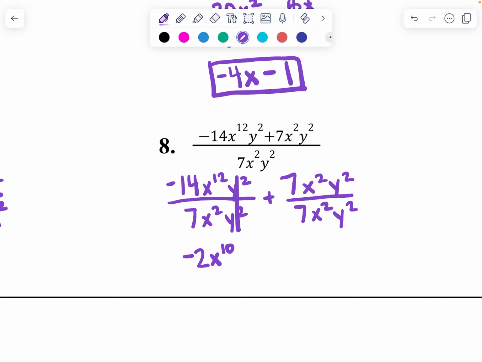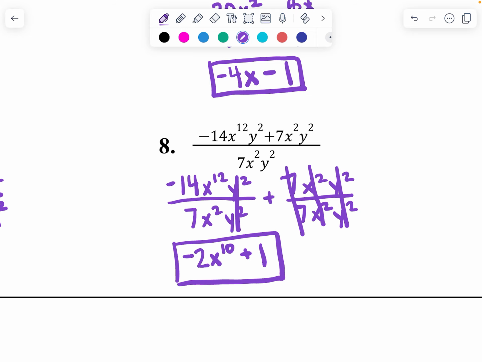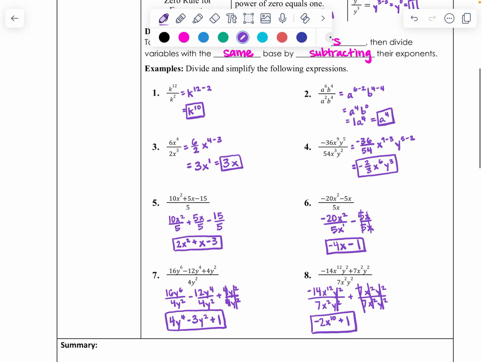Now we have 7 divided by 7, which cancels out, x squared divided by x squared, y squared divided by y squared. So again, we just write 1. So you don't need the 1 if there are other variables or coefficients in the term, but you do need to write the 1 if there's nothing left. So that's what you'll be doing on today's practice.